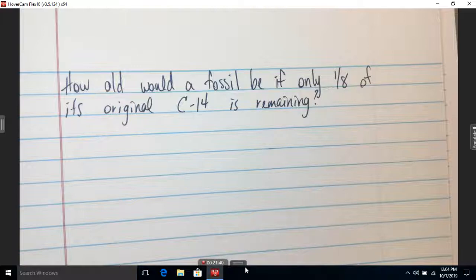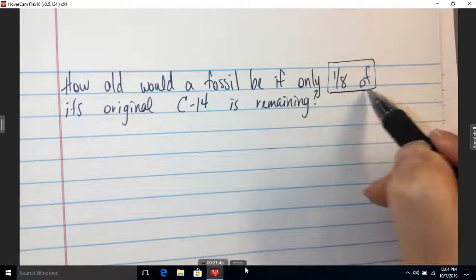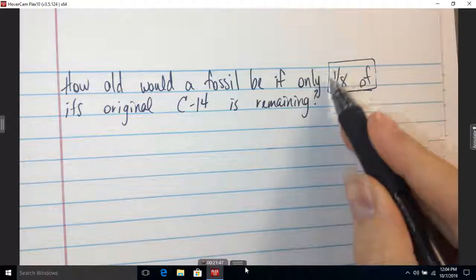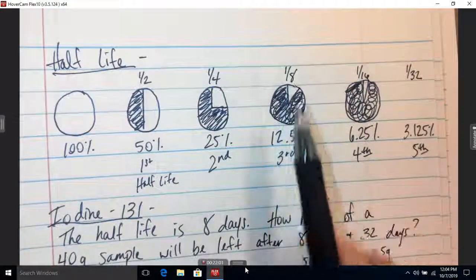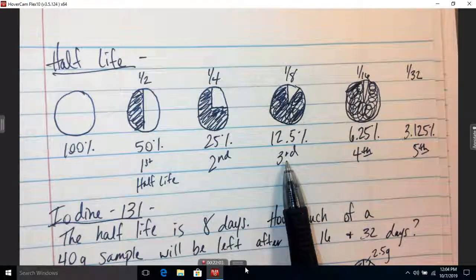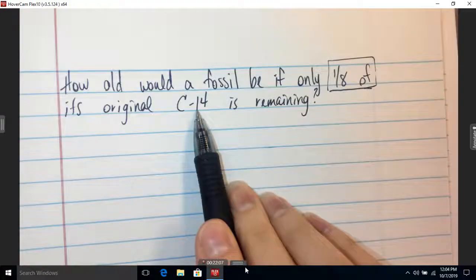Okay. What is this? What's this equal to? 3 half-lives. 1/8. Where was that at? Remember on the original. 1/8, third half-life. Y'all, I'm still dealing with carbon-14.